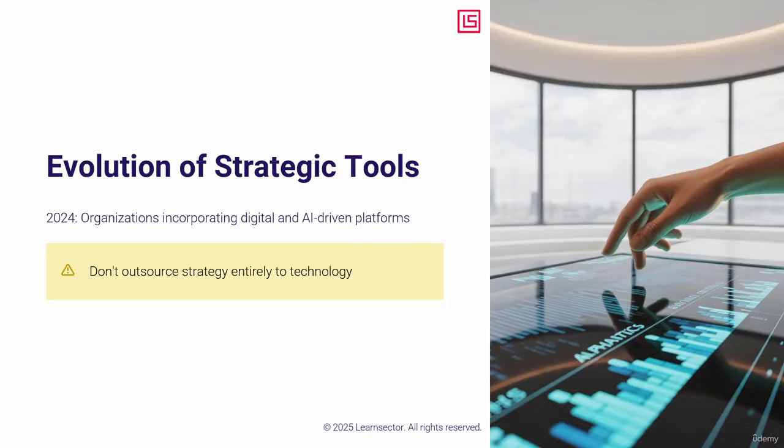Then we discussed the evolution of strategic tools. As of 2024, organizations are incorporating more digital and AI-driven platforms. These tools can analyze large data sets and reveal patterns that might take humans much longer to detect. We encouraged you to explore these innovations while still thinking critically and not outsourcing strategy entirely to technology.